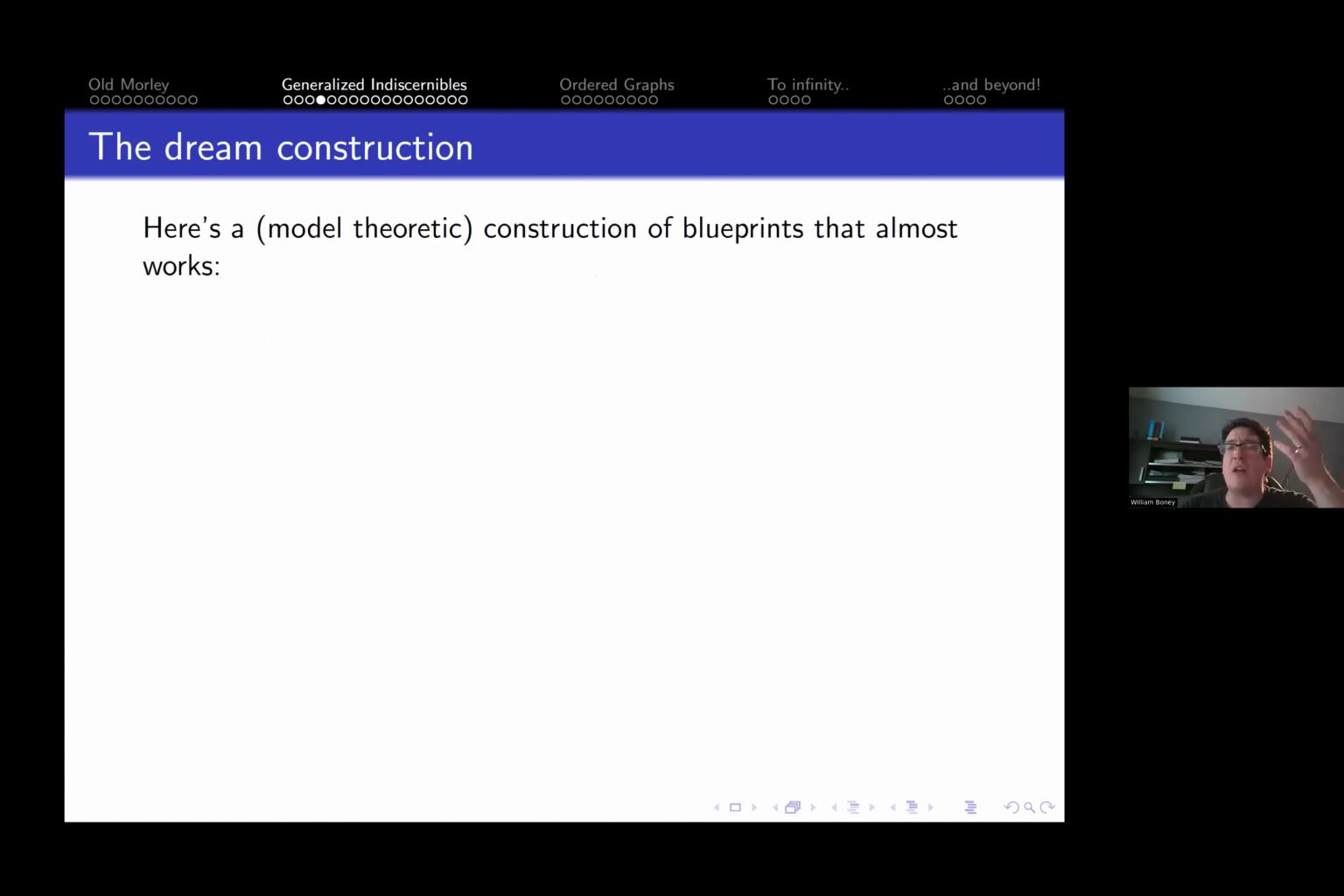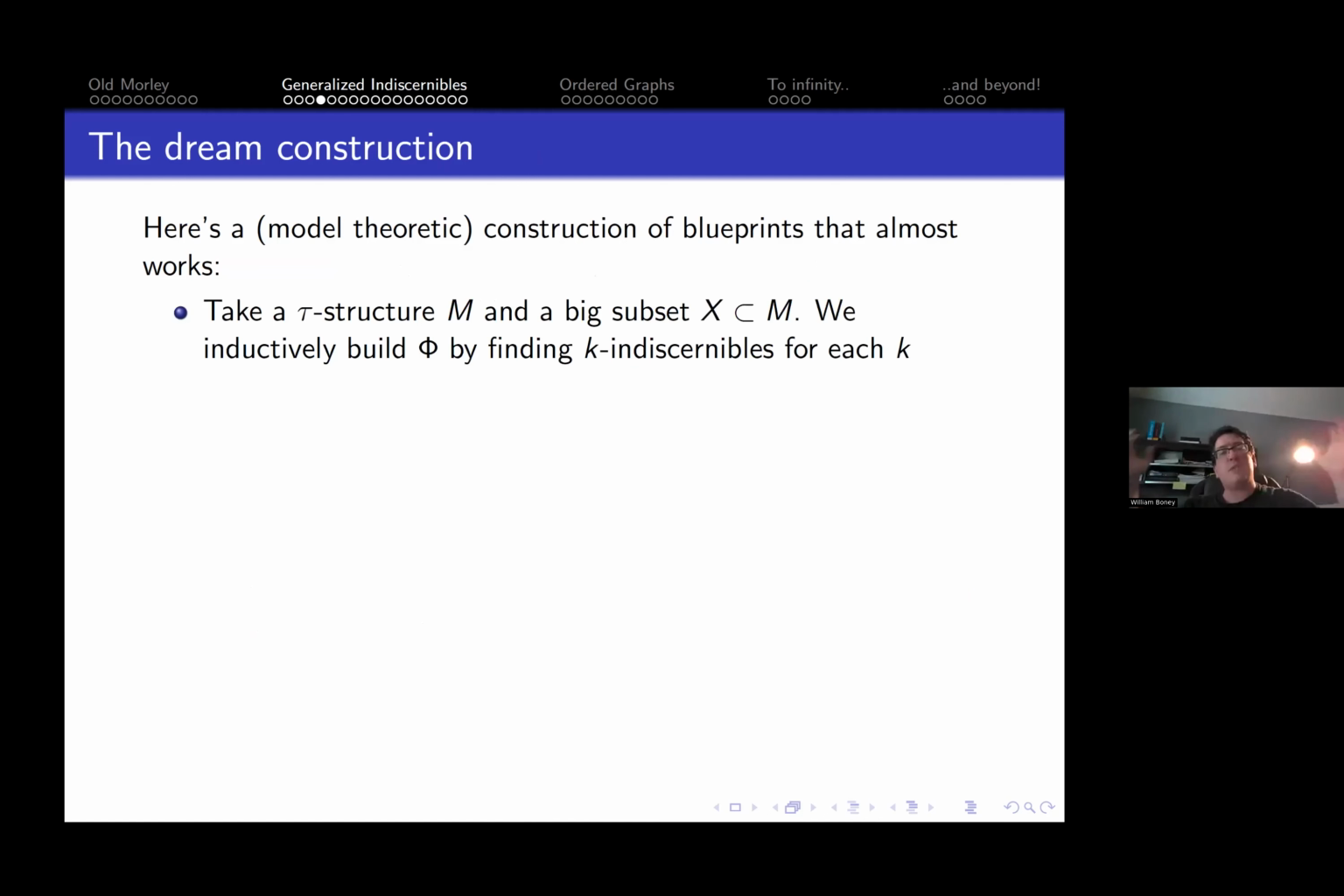Right, so I want to outline how this proof goes. There's a dream construction that we'd really like, and it goes through more the model theoretic side of things. You start with some big structure M and a big subset X of it, and you want to build indiscernibles patterned off of this big subset X. We're going to do an inductive construction where we find k-indiscernible subsets of X for each k, and if we put them all together, this is our blueprint. The base case is 0 indiscernibles, which says nothing, so anything is a set of 0 indiscernibles.